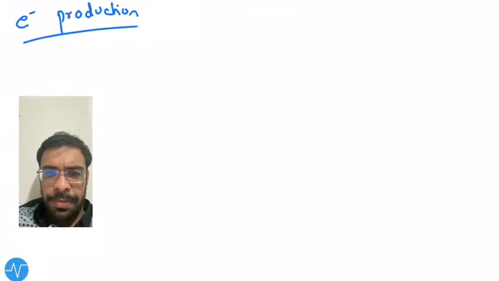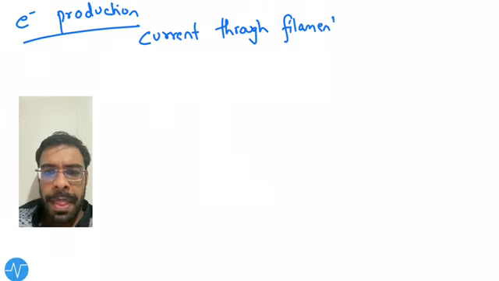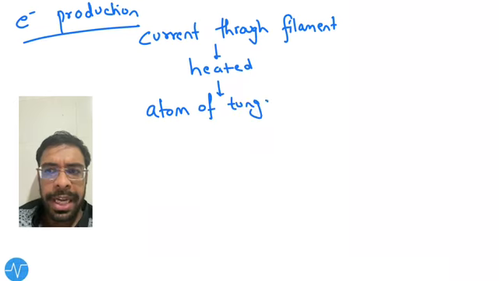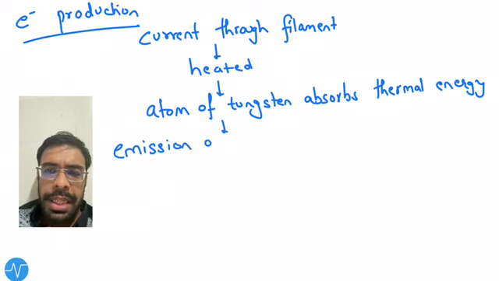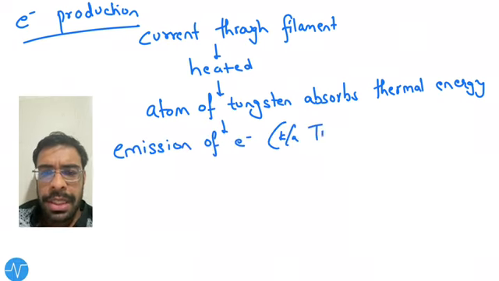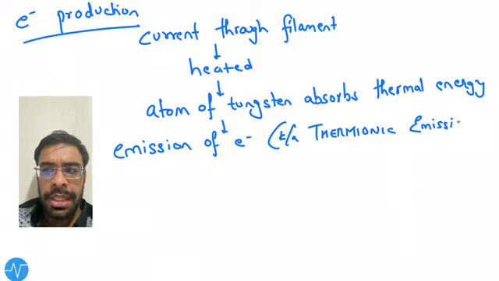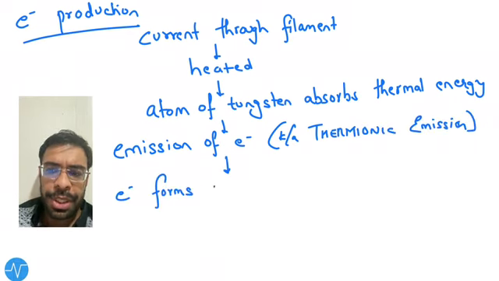Electron production. Since electrons are produced by the filament, we learn the mechanism. First, current is passed through the filament. The filament gets heated. Atoms of the tungsten will absorb this thermal energy or heat. There will be emission of electrons. Since it absorbs heat and emits electrons, this is known as thermionic emission.